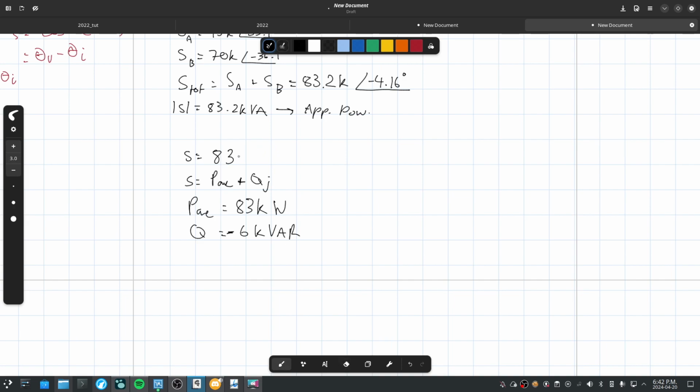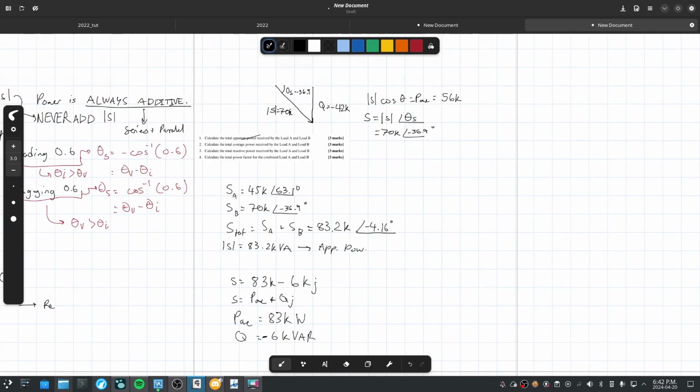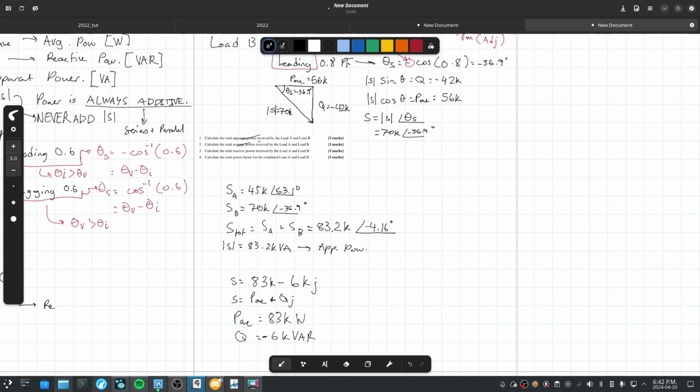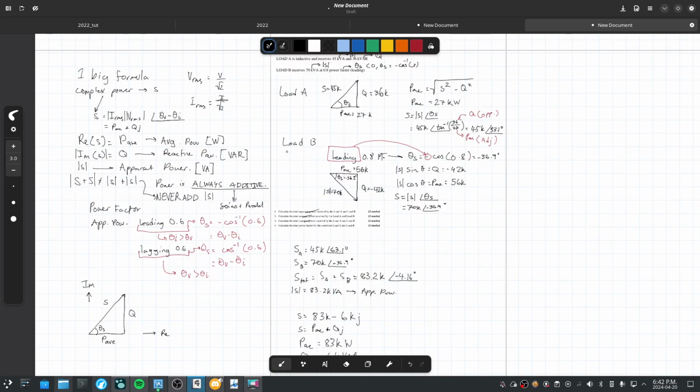Negative 6,000 reactive power. Again, I mix them up all the time. So, that's an example on how to calculate the apparent power, the average power, and the reactive power. That's the core of it. This page alone pretty much summarizes all that there is with power.